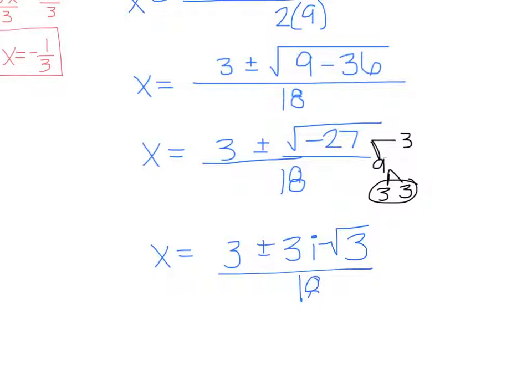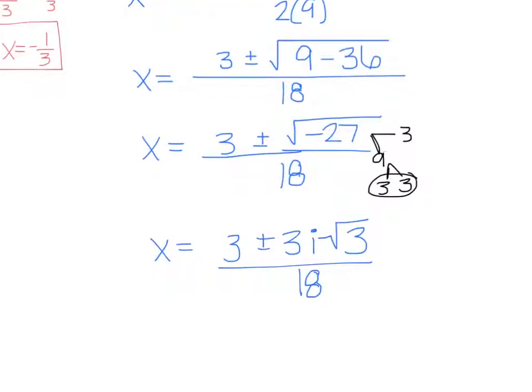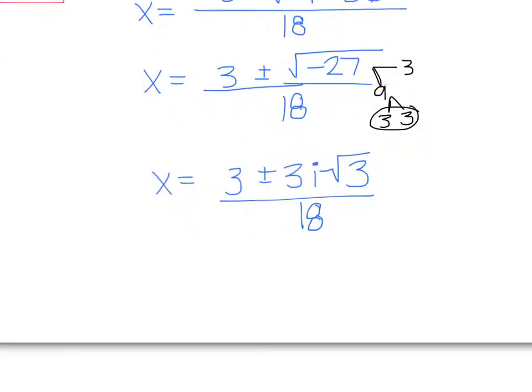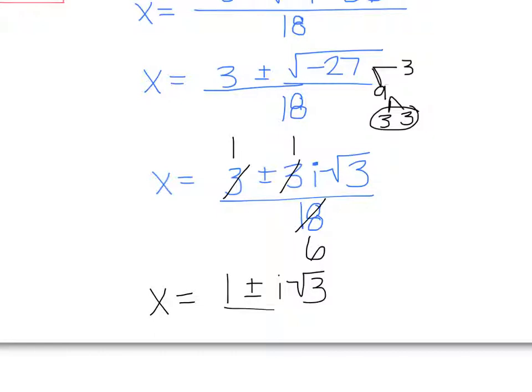Now all we have to do is reduce. We can reduce. 3 divided by 18. When 3 goes into 18, we're left with 6. So this turns into 1, this turns into 1, and that turns into a 6. So the answer would be x equals 1 plus or minus i square root of 3 all over 6.